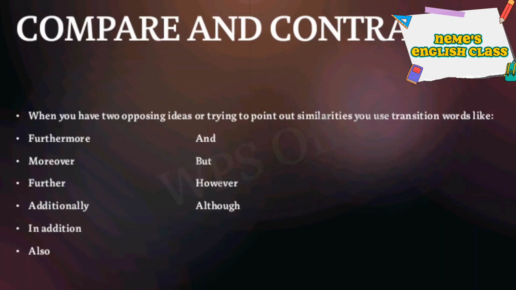Another group of transition words that you can include in your write-up is compare and contrast. When you have two opposing ideas or you're trying to compare similarities, you make use of transition words like furthermore, moreover, further, additionally, in addition, also, and, but, however, although. These are transition words you can make use of when you're trying to compare two ideas or something together, or you're trying to contrast two ideas or something together.